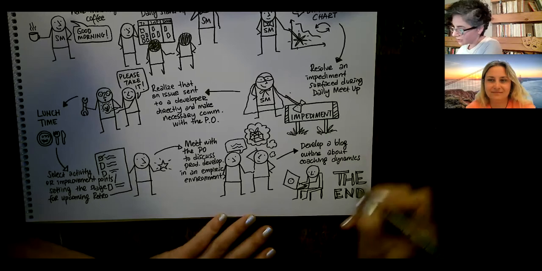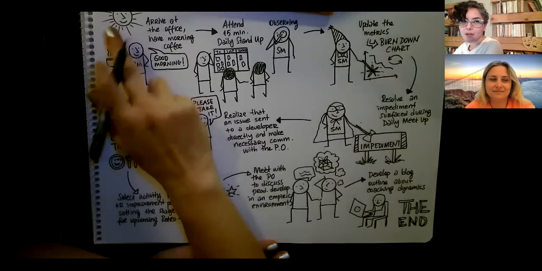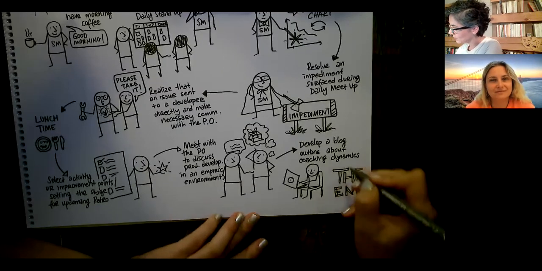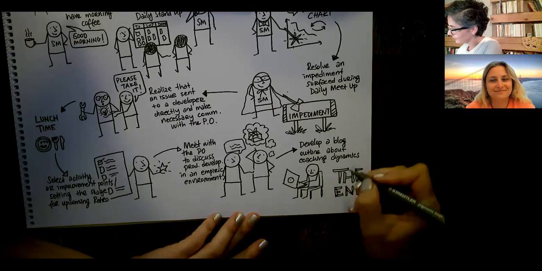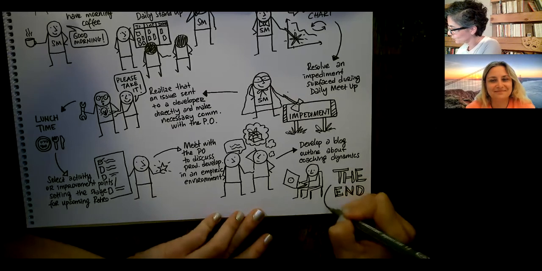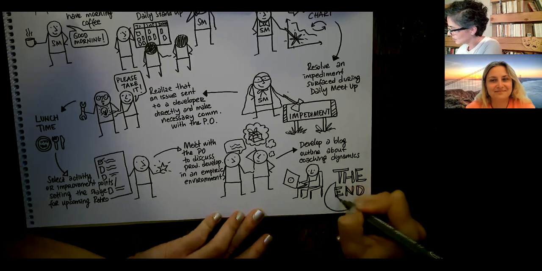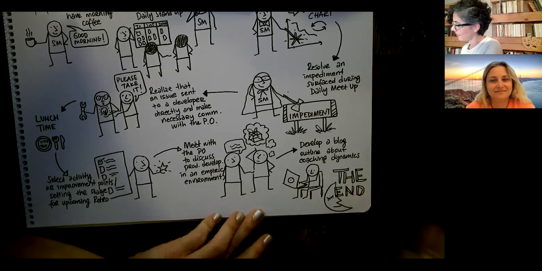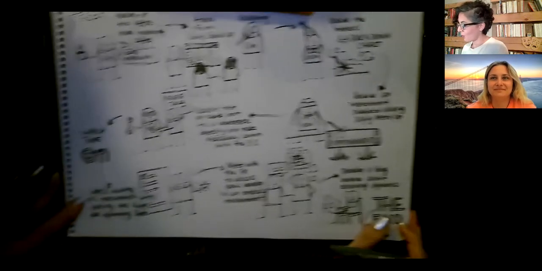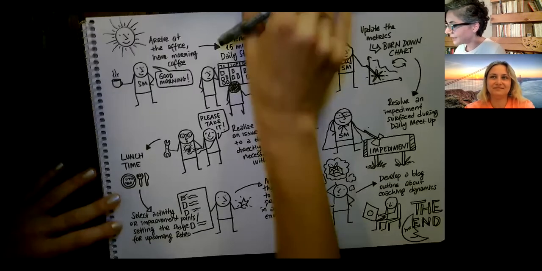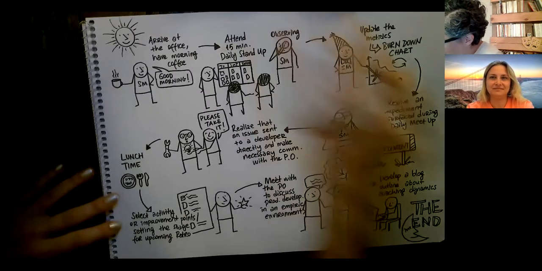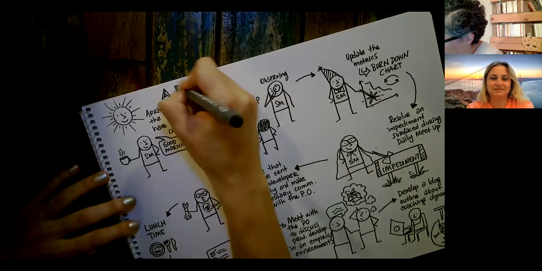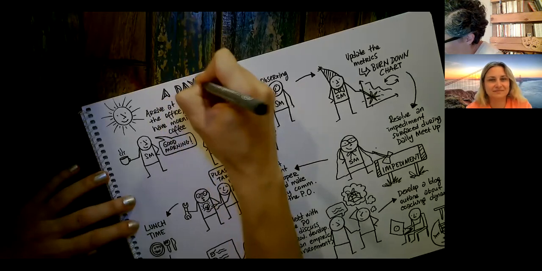And I forgot, here we start with the sun. I am adding here the moon. Where can I add it? Here. Like this, maybe. Yep. So we can add a title, a day in the life of a Scrum Master.